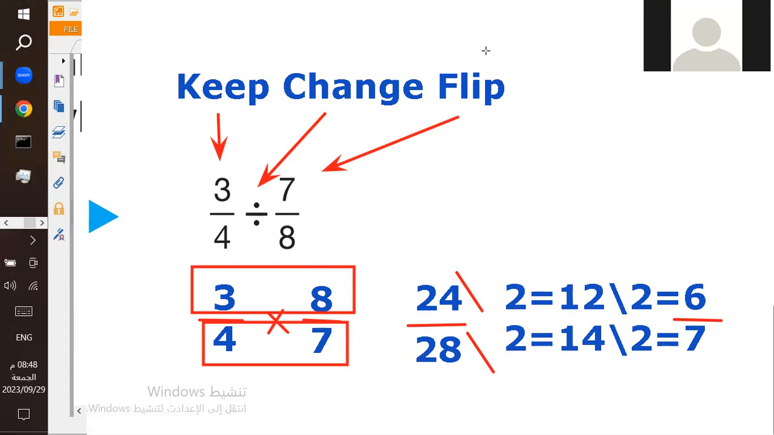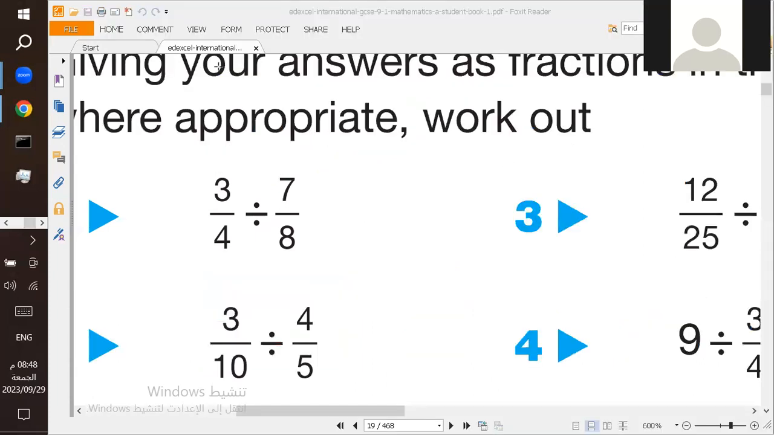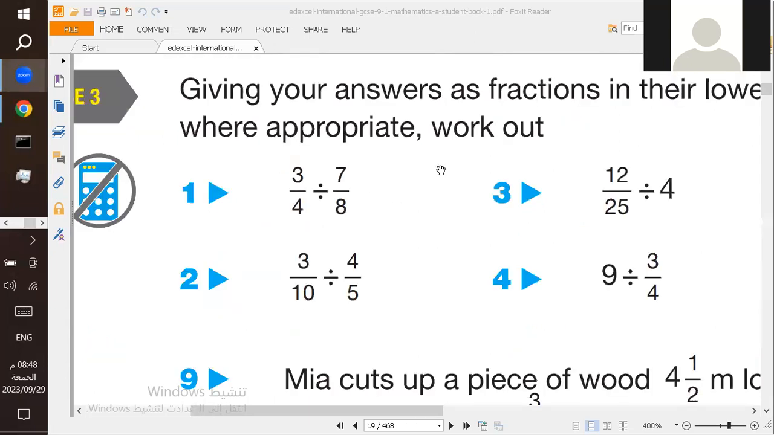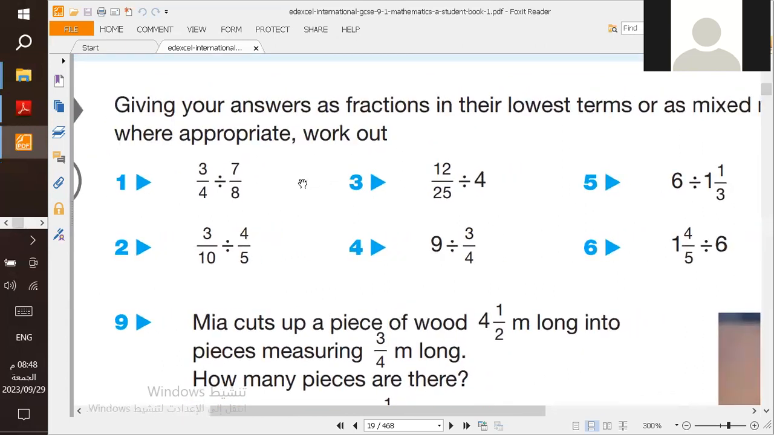And that's it for this question. I hope you understood the idea. All of them have the same idea. Let's check if we have different questions here. Let's see. Let's zoom back. Yes. Here, same idea, same idea, same idea.